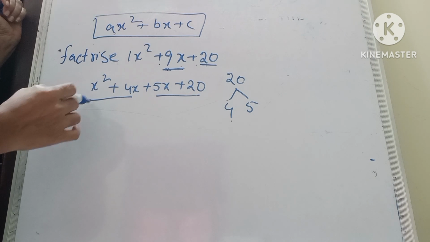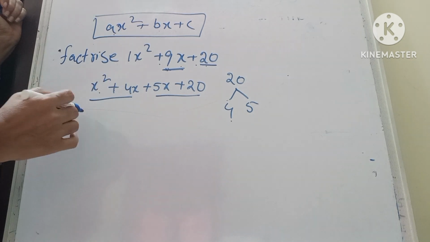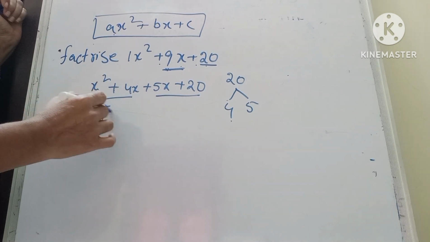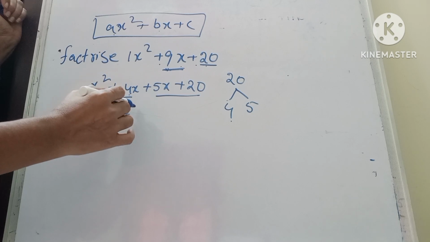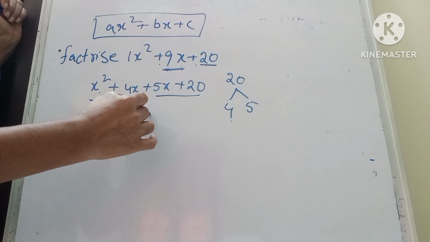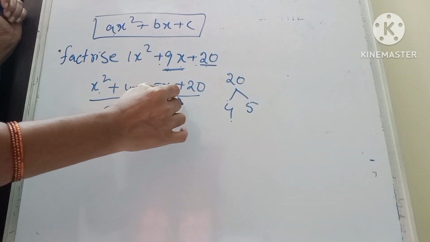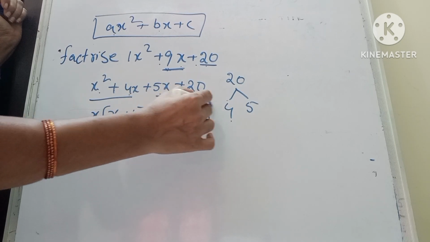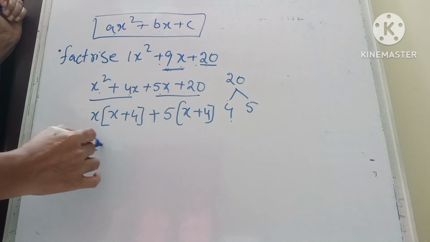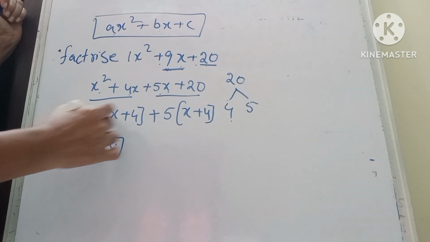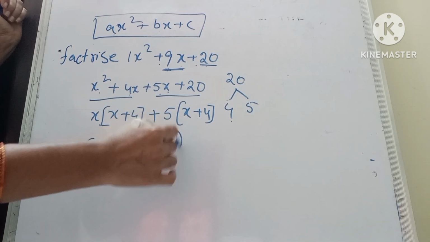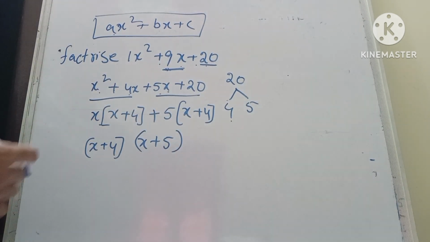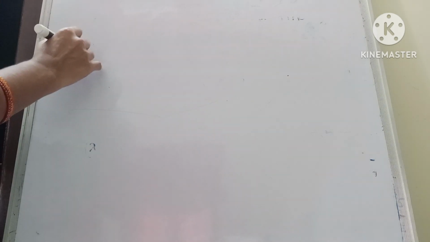Write out the common factors. What is the common factor in x square plus 4x? x is the common factor. x into x plus 4, plus, in these two terms the common factor is 5. So 5 into x plus 4. So x plus 4 is the common factor and x plus 5 is the other factor. So this is the factorization of a trinomial.